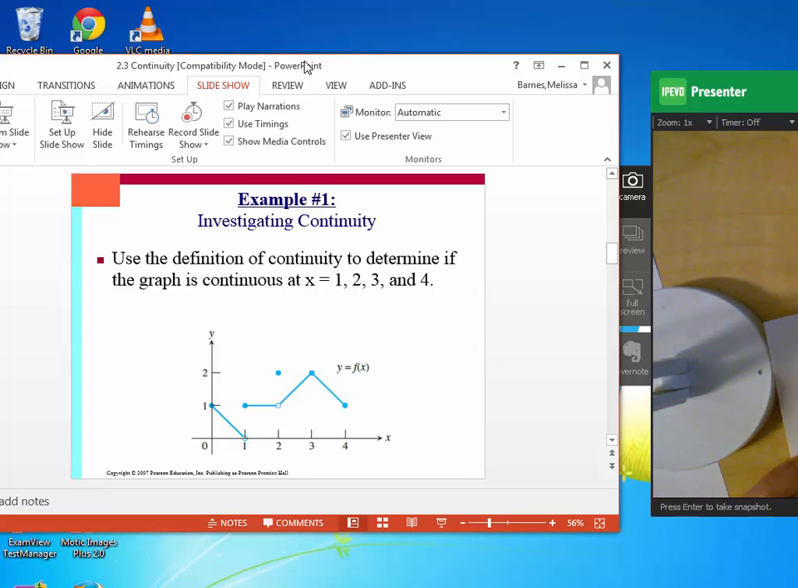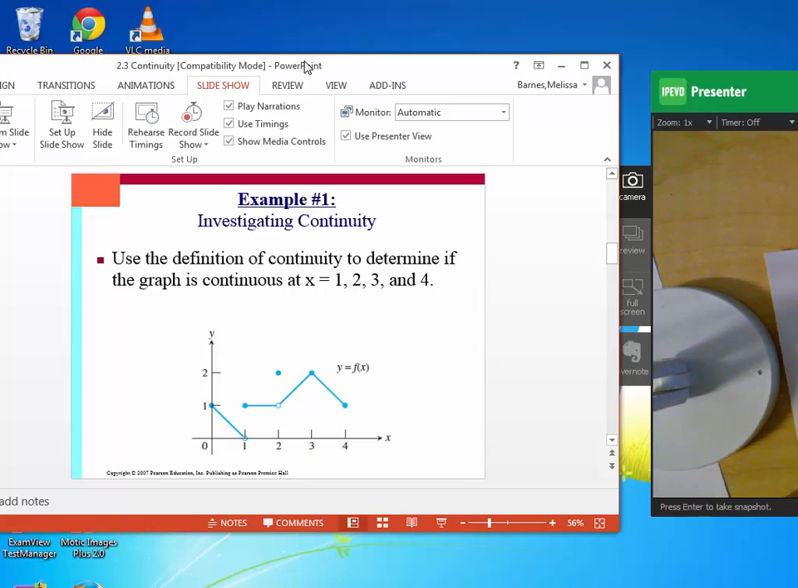Then we need to show that the limit as x approaches 1 exists. Well, the limit from the left as x approaches 1 is 0. The limit as x approaches 1 from the right is 1. Since these are not equal, the limit as x approaches 1 does not exist, therefore not continuous at x equals 1. You actually have to show these steps.